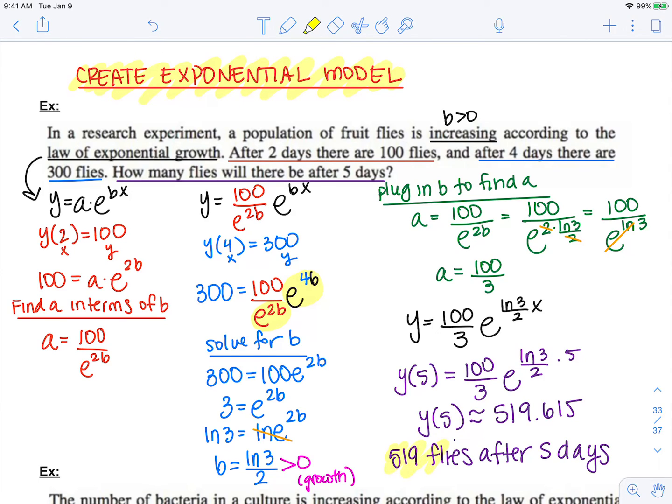And just so you know, in case you were checking this in your textbook, the textbook would say 520 because they would round up, but that doesn't make sense to me, so I would say 519.